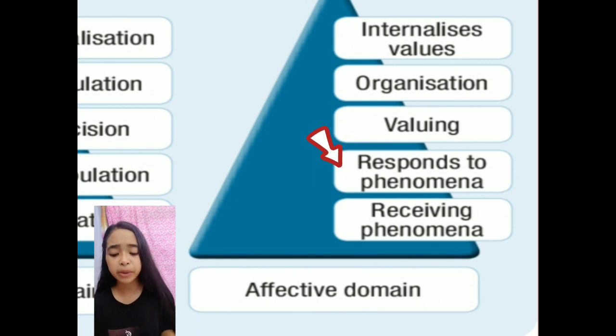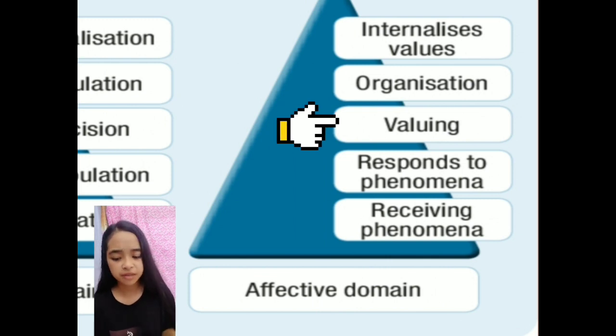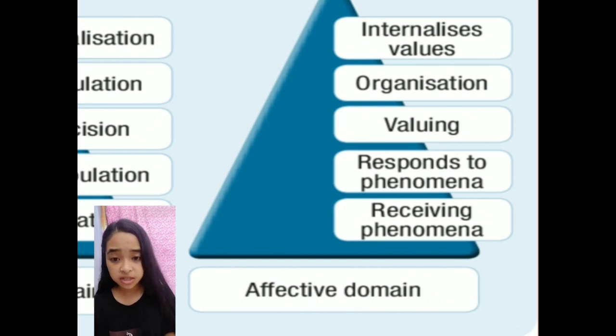So example, participating in a group discussion or giving a presentation. Okay, next level is valuing. The student attaches a value to an object, phenomenon, or piece of information. The student associates some values with the knowledge they acquired, such as attaching value to the phenomenon. For example, proposing a plan to bring out improvement on a social level.